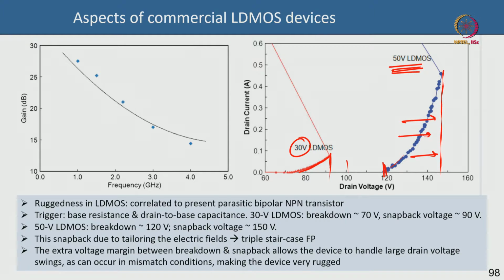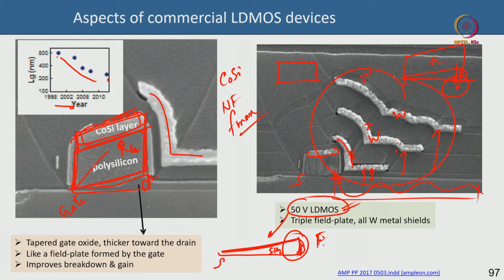Now the ruggedness in LDMOS is correlated to the parasitic bipolar. I told you there is a parasitic bipolar action and you want to delay the onset of the parasitic bipolar action so that your snapback is pushed. From a 30 volt to 50 volt device, your snapback has to go from 90 volt to 140 volt, 150 volt. So that pushing up of the snapback has to happen, if you have to delay the onset of the NPN transistor. Okay, so you are going to tailor the electric field profile, and one of the ways in which you are doing that is a triple field plate.